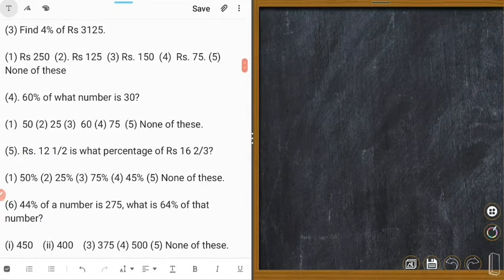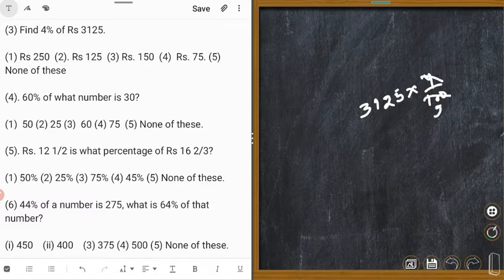Next one is number 3. Find 4% of 3125. 3125 into how many percent? 4 upon 100. 4 times 25 is 100, and 3125 divided by 25 gives 125. So it's 125. The right answer is number 2.